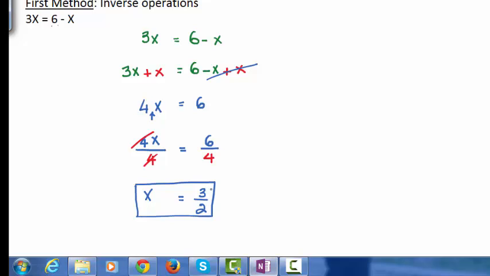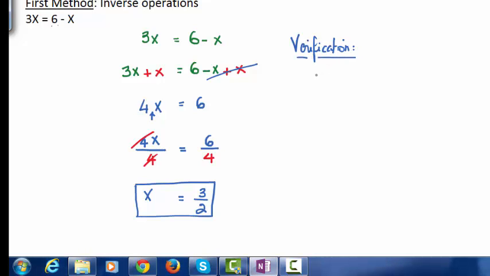So if you remember from last lesson, to solve any problem we need to find the value of x. But again, before I finalize or say I solved the problem, I have to do the verification. Very important. If I have a quiz, before I give my answer sheet to the teacher, I have to verify: does x equals 3 over 2 make my equation true? Let's see. I'm going to substitute each x by 3 over 2 and see the result. If the left side equals the right side, yes, 3 over 2 is the right value.